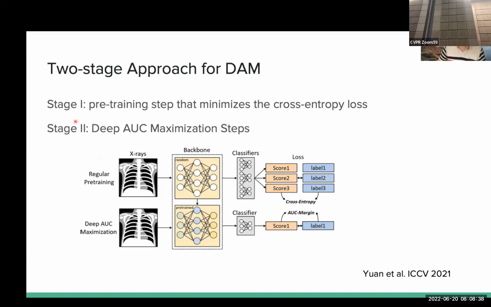And then stage 2 uses the deep AUC maximization step, which means that once they learn all the features, they start to train the deep AUC maximization problem. So the intuition is that the first stage is trying to find a good representation of the data. And in the second step, once we have a good representation, we can fine-tune the network to do the AUC maximization. And they show that it is very important for getting good performance on real data sets, for example, in medical image data classification.